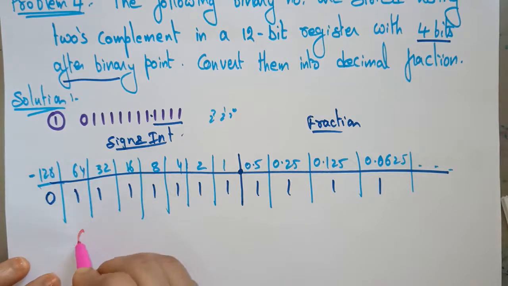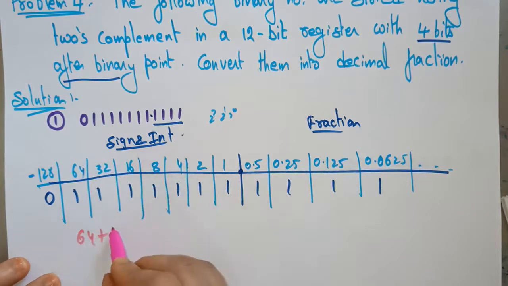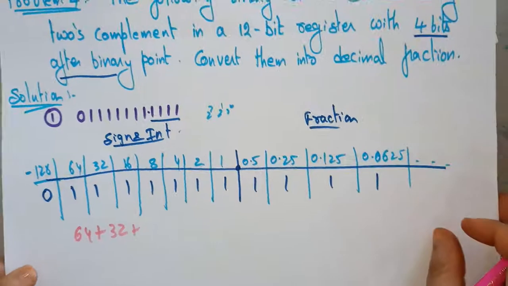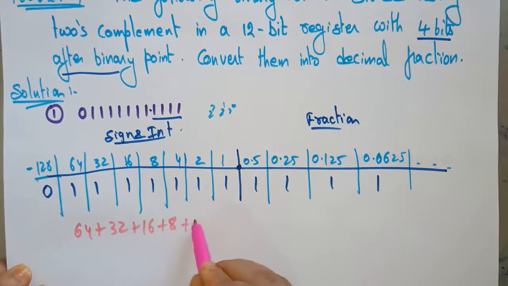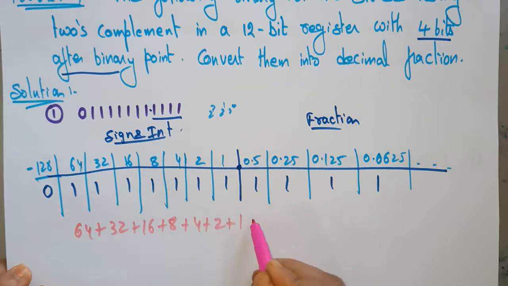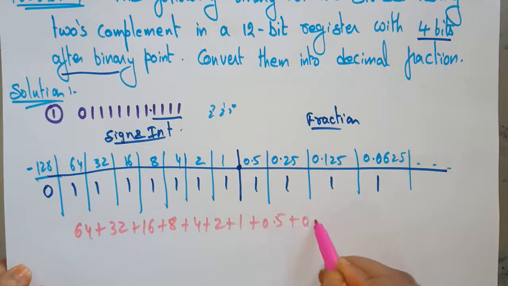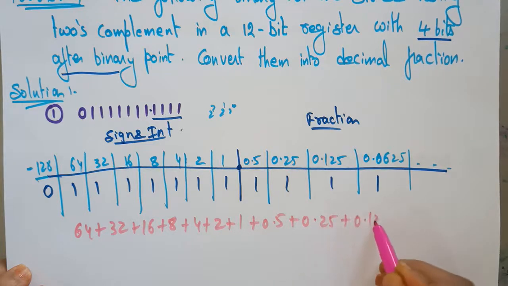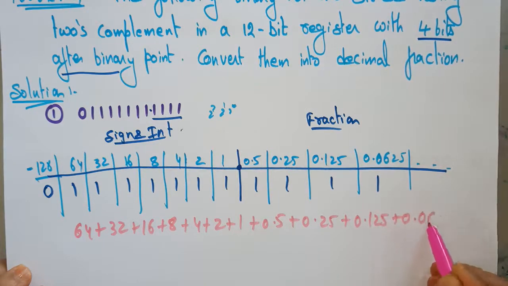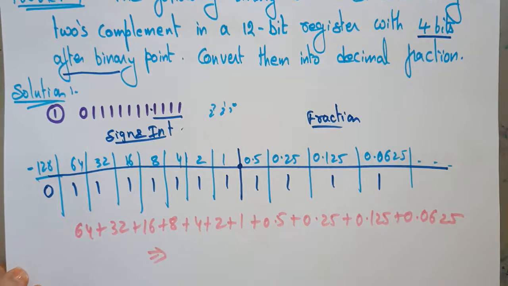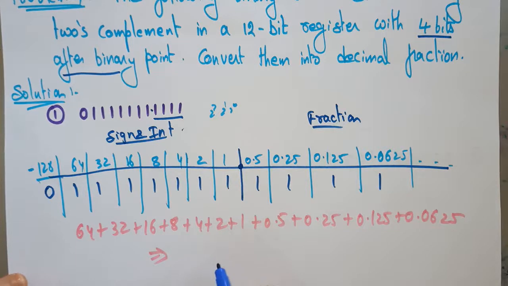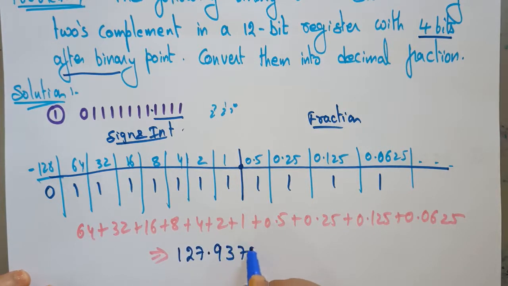64, 1 into 64, 64 plus 1 into 32, 32, 1 into 16, 16 plus 8 plus 4 plus 2 plus 1 plus 0.5 plus 0.25 plus 0.125 plus 0.0625. So if you do the addition, you will get the answer as 127.9375.